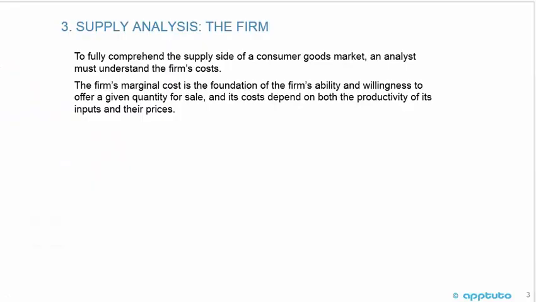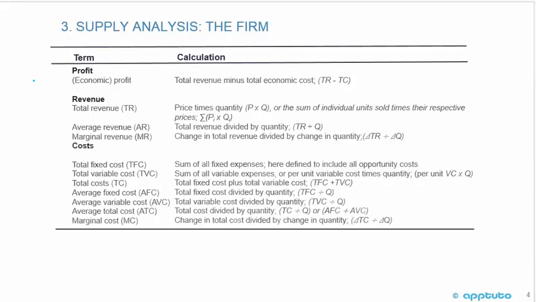So looking now at the supply analysis and looking at the firm, to fully comprehend the supply side of a consumer goods market, an analyst must understand the firm's costs. The firm's marginal cost is the foundation of the firm's ability and willingness to offer a given quantity for sale, and its costs depend on both the productivity of its inputs and their prices. Okay, here we're going to go through some terms and then some of the calculations. And again, we're going to study some of this in accounting, but nevertheless, a lot of this is really kind of common sense, economics 101 or accounting 101.